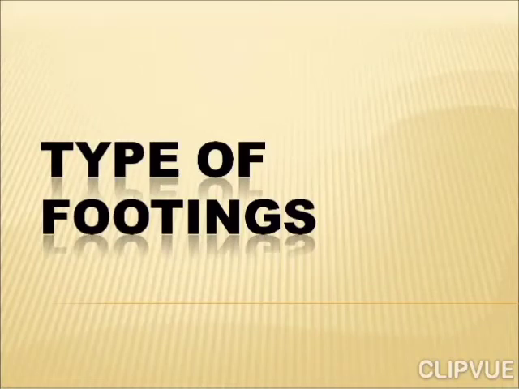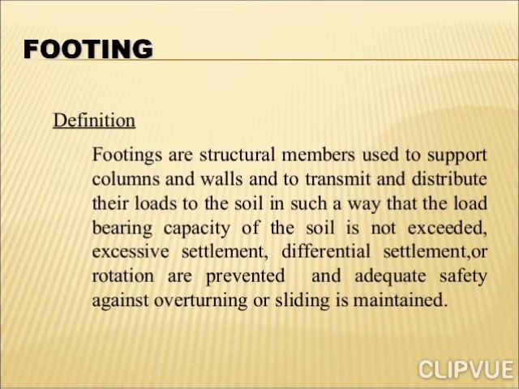So today we are going to study a new topic, footings. Definition: footings are structural members used to support columns and walls and to transmit and distribute their loads to the soil in such a way that the load bearing capacity of the soil is not exceeded. Excessive settlement, differential settlement, or rotation are prevented, and adequate safety against overturning or sliding is maintained.